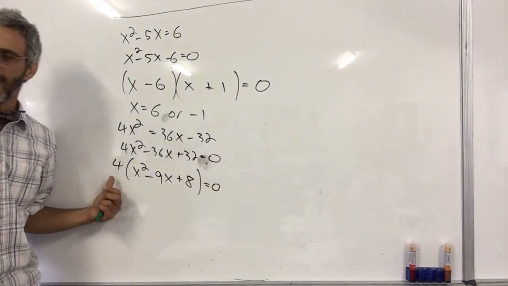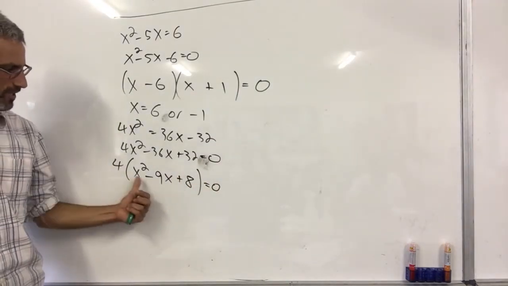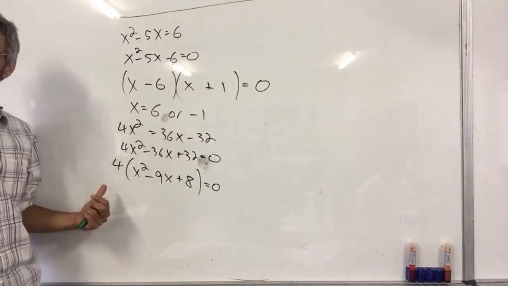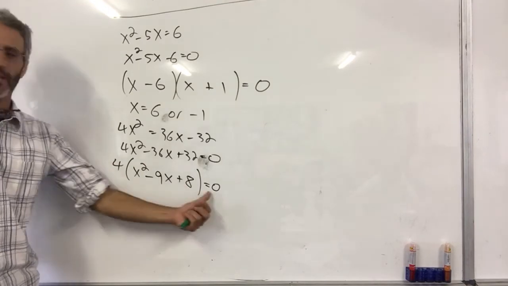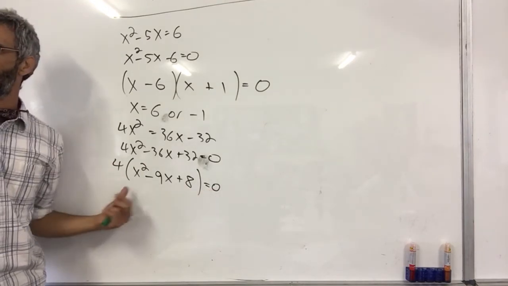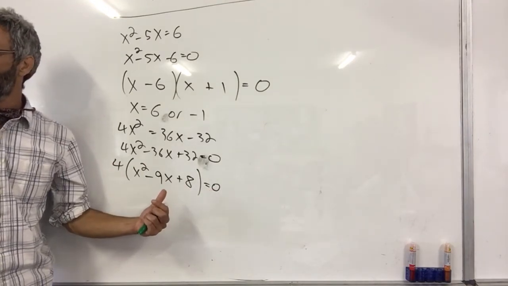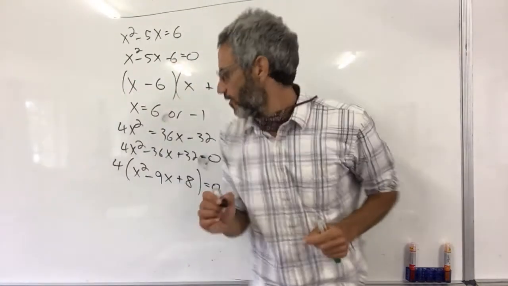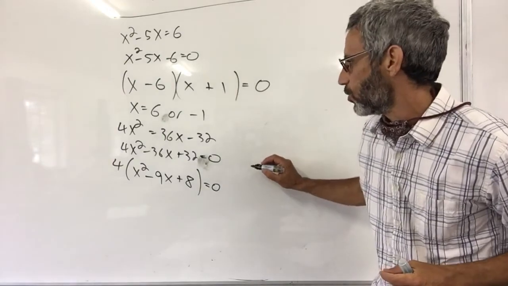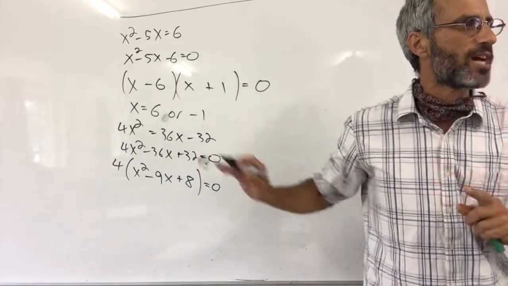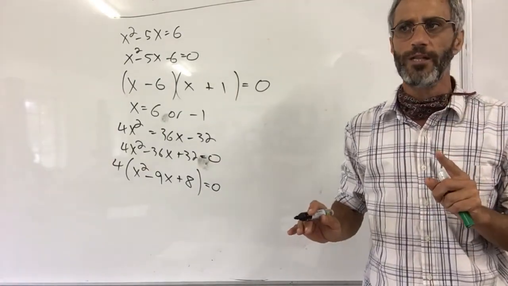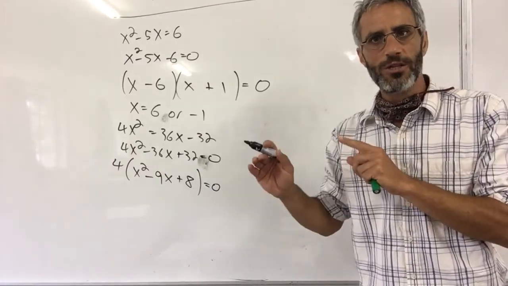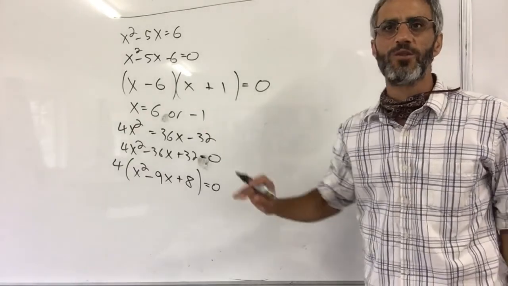So I was lucky here, I could get the 4, and now I've got the x squared without the numbers. What should I do now? If 4 times something equals 0, what can I do to that equation? I can cancel the 4. But when we say cancel the 4, what do I actually do? I divide both sides of the equation by 4. You're allowed to do that. I can multiply, divide, or add to an equation, whatever I want, as long as it's to both sides.